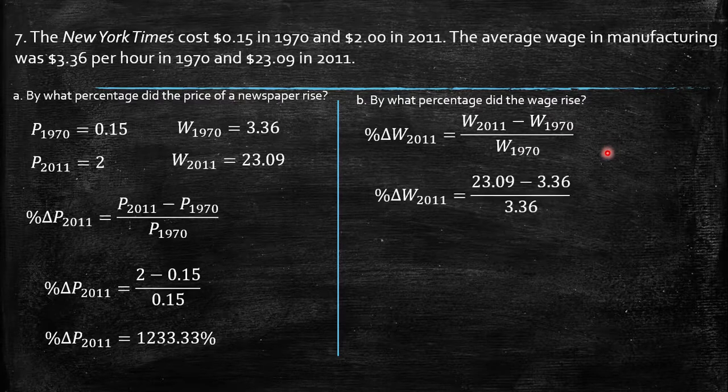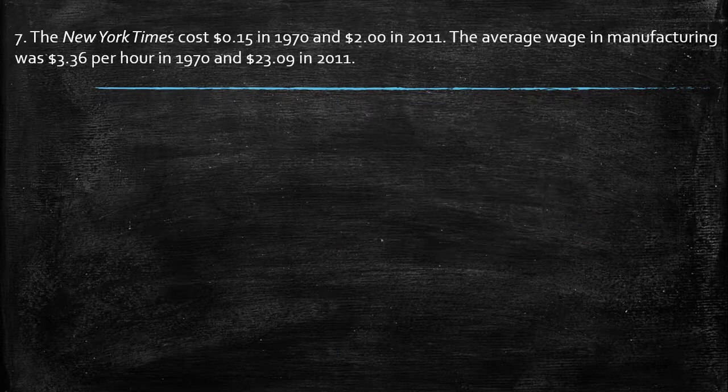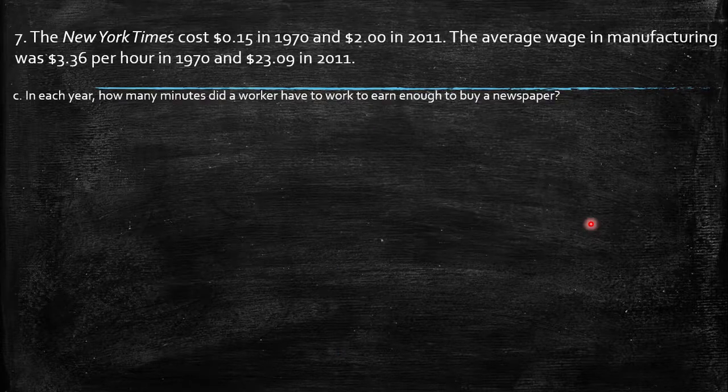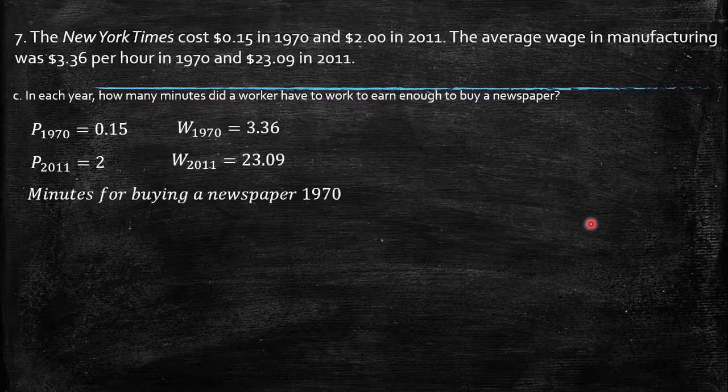You just have to replace the values that we already have. They were already provided by the exercise, and then you have this value: 587.2% of increase in 2011 compared with 1970. C. In each year, how many minutes did a worker have to work to earn enough to buy a newspaper? So this was the price that we already have.